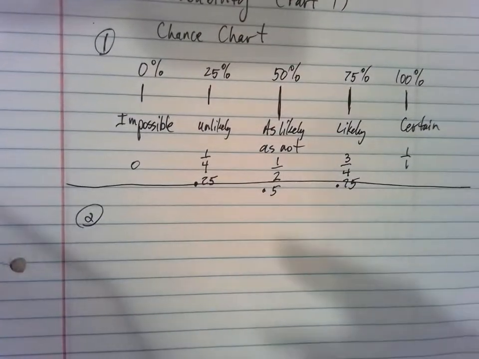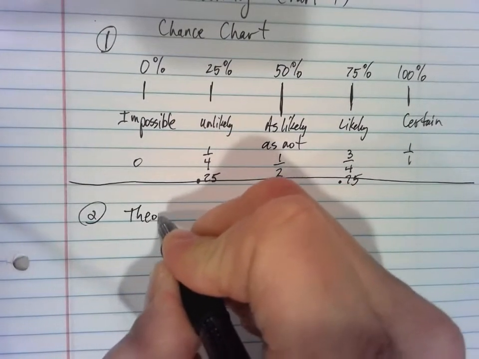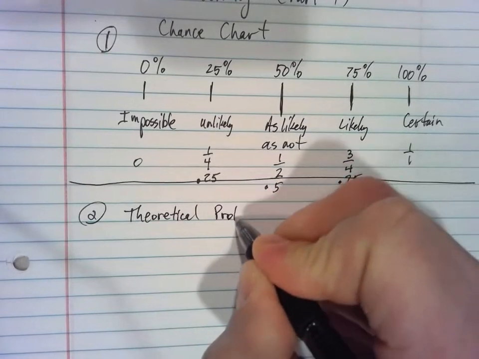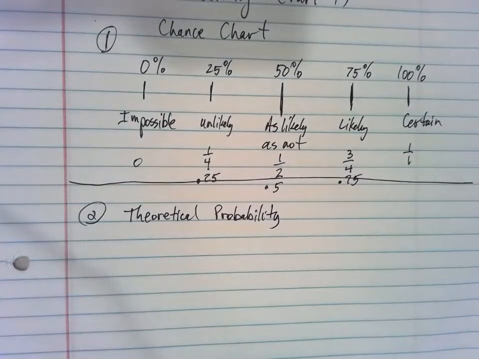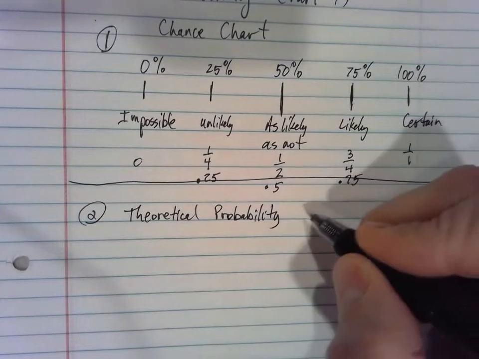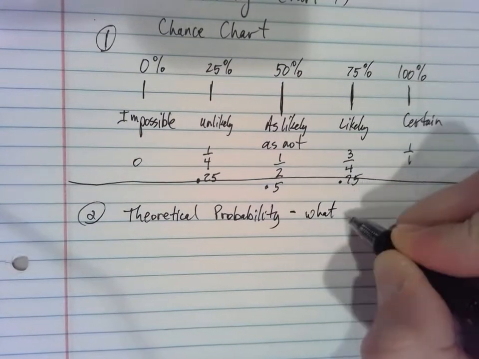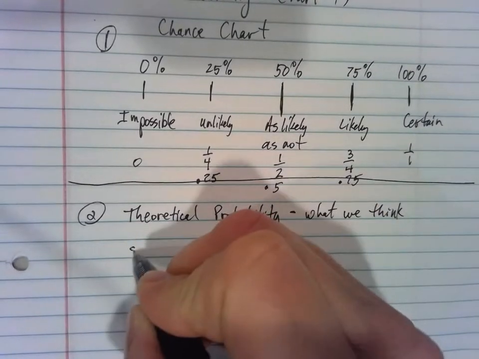Hope you got that. Now, most of the stuff we're going to be talking about today is called theoretical probability. And we'll talk more about the other option, which is experimental probability, a few lessons down the line. But theoretical probability is what we think should happen.